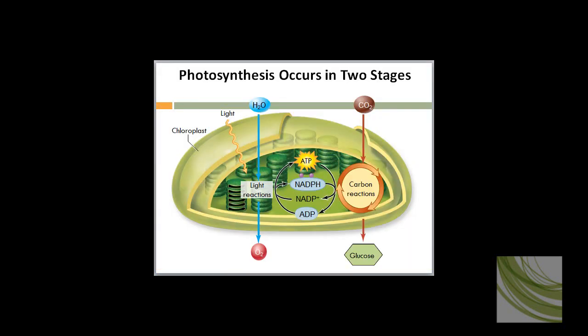Chapter 5, Photosynthesis. Photosynthesis occurs in two stages. You have the light reactions and you have the carbon reactions. Synonyms for the carbon reactions are the Calvin cycle or the dark reactions, and they all occur in this structure here called a chloroplast.